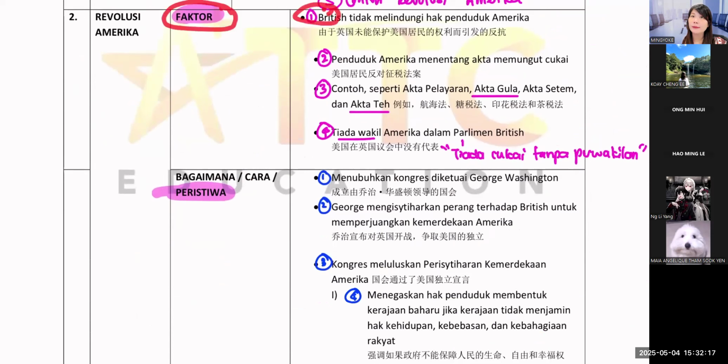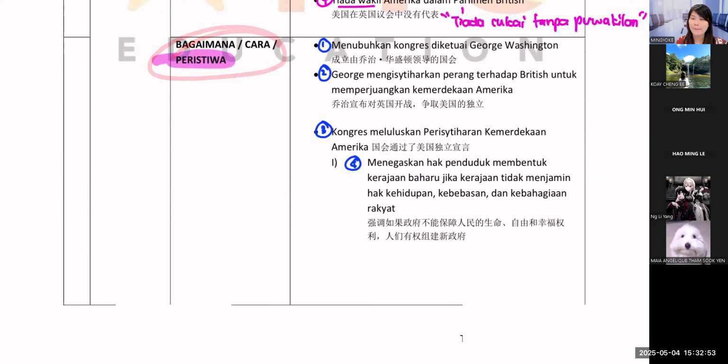Facto, you have 1, 2, 3, and 4. Facto, I'm going to go through very fast. Revolusi America facto is British did not protect the rights of American citizens against the tax collection law, akta memungut cukai. Example, akta gula, akta teh lah. You just give 2 examples can already. And there's no American representative in British Parliament, which they stated a slogan, no tax when there is no representative. Tiada cukai tanpa perwakilan.